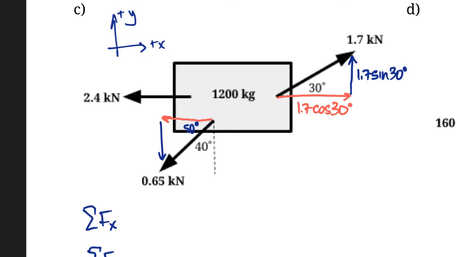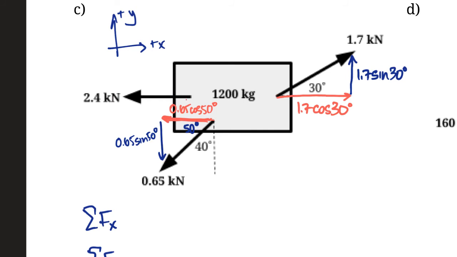This one right here, again, the cos is always the adjacent side, right? And the adjacent side here, if we use the angle of 50, is going to be 0.65 cos 50 degrees. And this side right here is going to be 0.65 sine 50 degrees, right? So there we go. We've broken down all of our vectors into x and y components, right? So now if we want to sum up the x components, we're going to sum up this one and this one and this one, right? Those are all our x components.